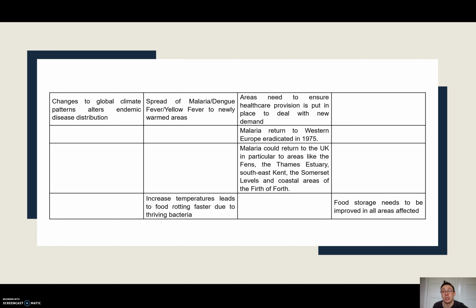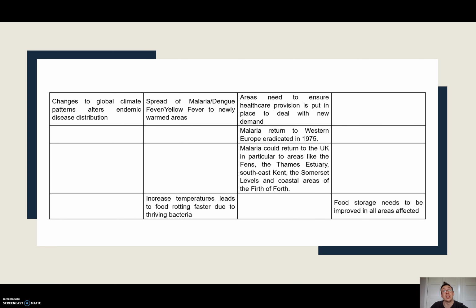We could potentially be looking at a return of malaria to Western Europe, and it's not been present here since the mid-70s. And we are potentially talking about the UK as well. If we get areas where the Anopheles mosquito can thrive because the climatic conditions change, then we are going to see the need to introduce management strategies to these areas that have not been present in the past.